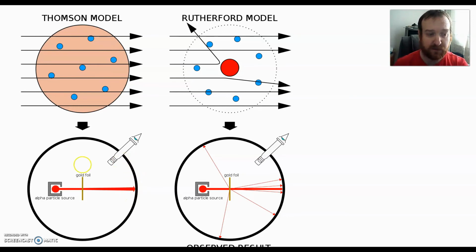Okay, but for the most part, they just go straight through, not being really deflected much at all. But what actually happened was the vast majority went straight through, but some were deflected by quite sizable angles, some by very large angles, and some even went backwards. Now, it was not a pleasant experiment to take results from.